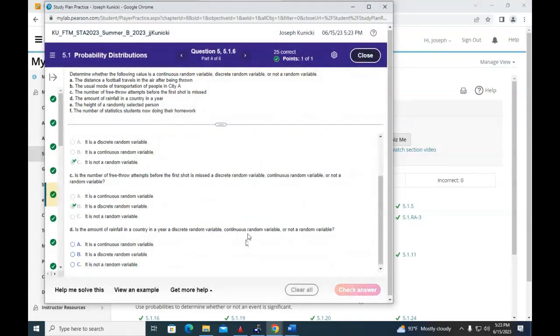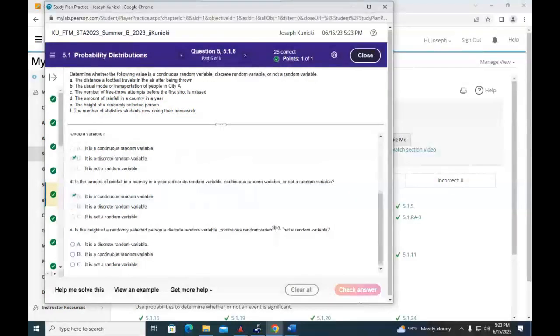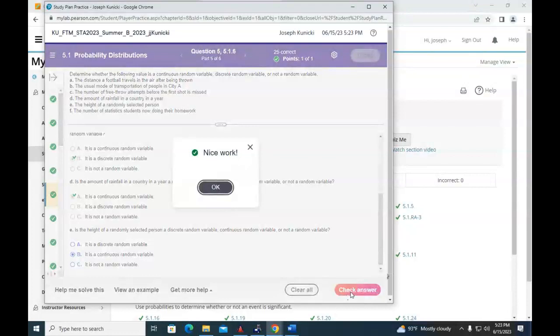The amount of rainfall: do you count rainfall or measure rainfall, and is it numerical? Yes, it's continuous. The height of a randomly selected person: you measure height or count height, or neither? You measure, so it's continuous.